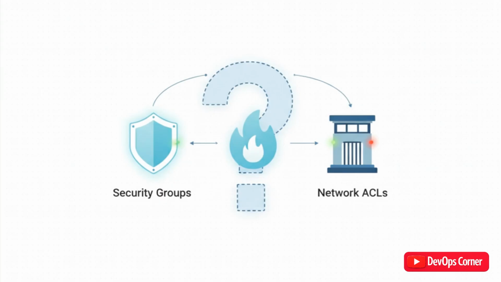Well, 9 times out of 10, it's these two right here, Security Groups and Network ACLs. They look kind of the same, they both act like firewalls, but trust me, they behave in completely different ways. And getting that difference wrong, well, that's the recipe for these silent, soul-crushing failures.